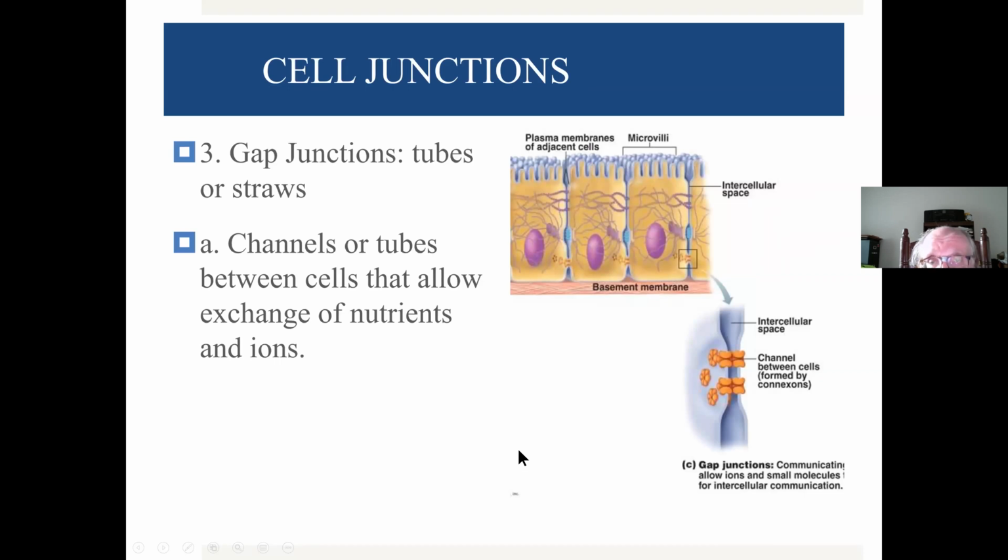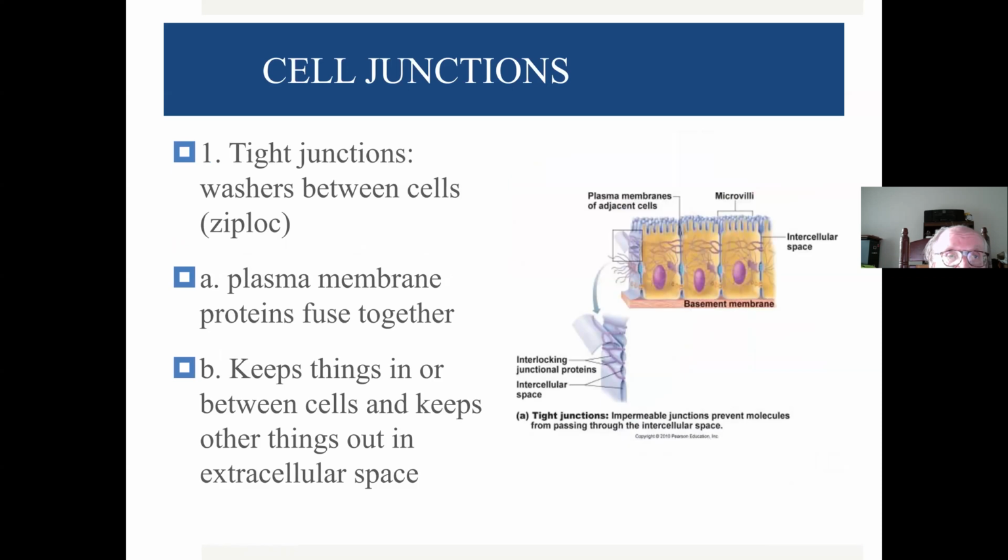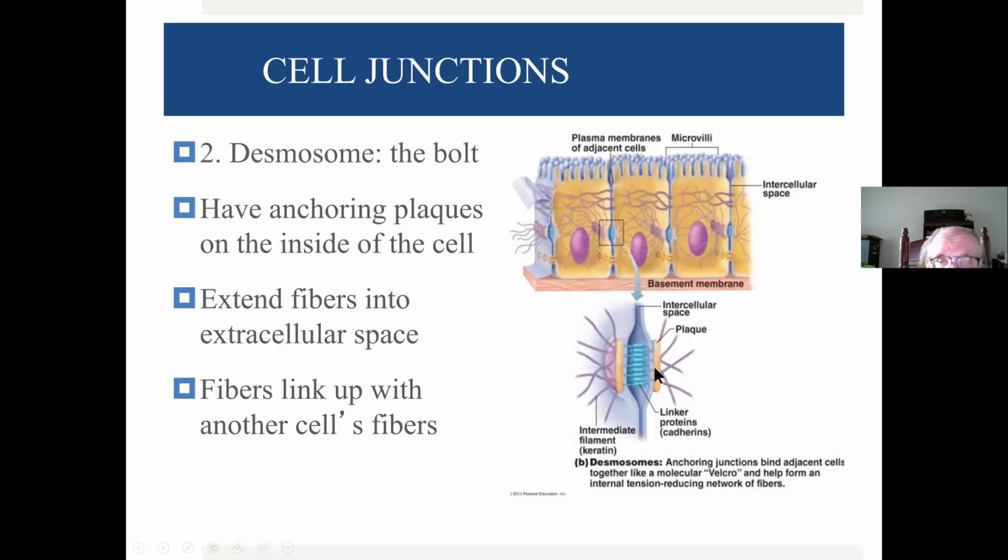And then we have a gap junction, which essentially is a channel or tube between cells that allows exchange of nutrients and ions. So you can actually have a channel with a gap junction, okay? You can have a tight junction that gives you a potential space of extracellular fluid, or you can have an anchor between two cells to keep the cells staying together.